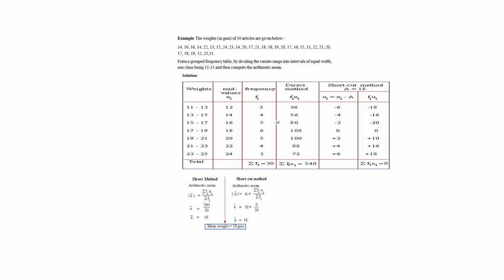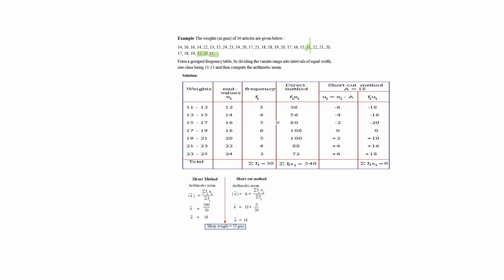So we have made these weight classes. We found out the mid values: 12, 14, 16, 18, 20, 22, 24. Frequency 3: how many are there in 11 to 13? Here, 11, 12, 11, it is 3 times. So 11 to 13, mid value is 12 and frequency is 3. Next, coming to 13 to 15, 15 to 17, 17 to 19, we identify them and add, and summation of f will be equal to 30.